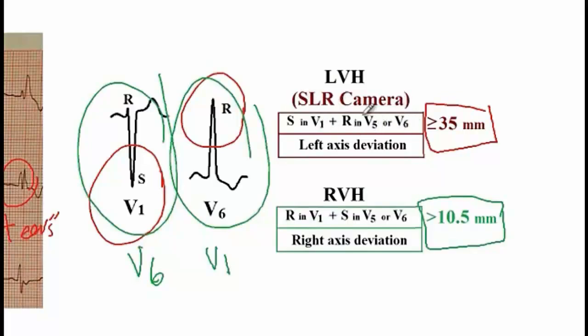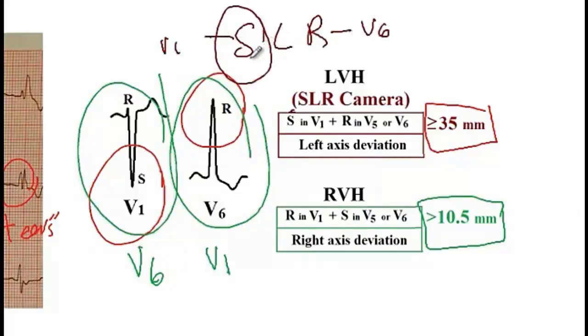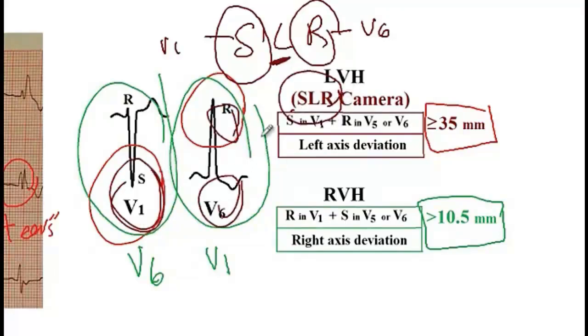Now the memory aid that I have provided you to remember which waves to look for in V1 and V6 is SLR cameras. I'm sure that you've all heard of the SLR cameras. So SLR: S goes for V1, and R goes for V6. So we have an S wave in V1 and R wave in V6 in patients with left ventricular hypertrophy.